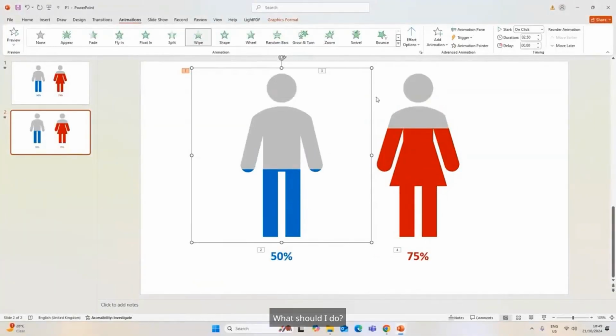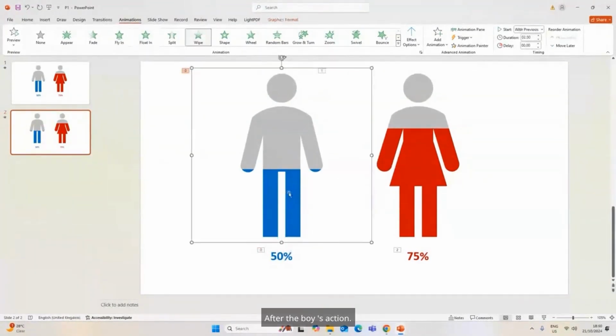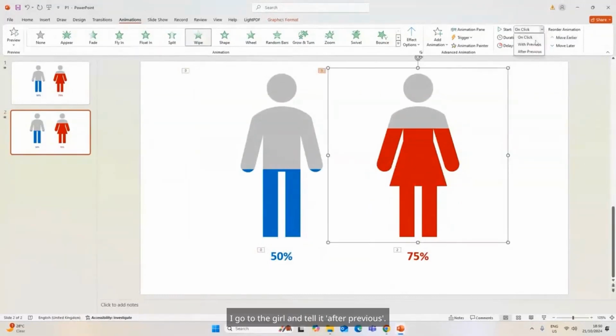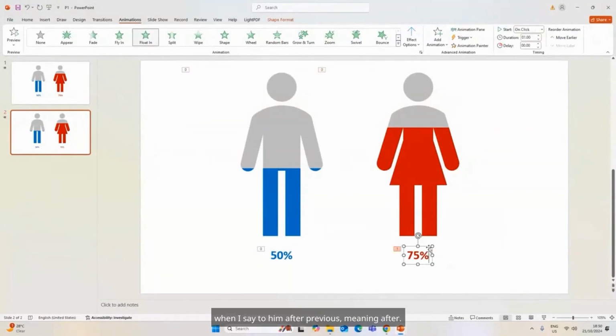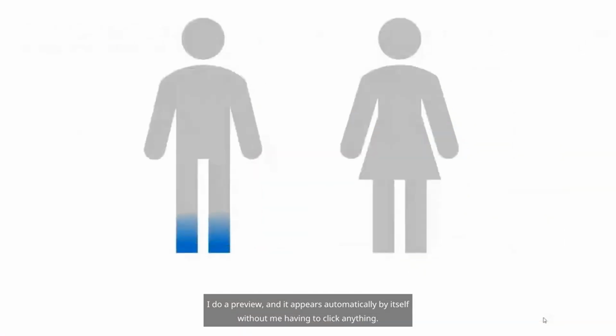What should I do? I come here to 100% and tell it after previous, meaning after what? After the boy's action. I go to the girl and tell it after previous. When I say to it after previous, meaning after, I do a preview. And it appears automatically by itself without me having to click anything.